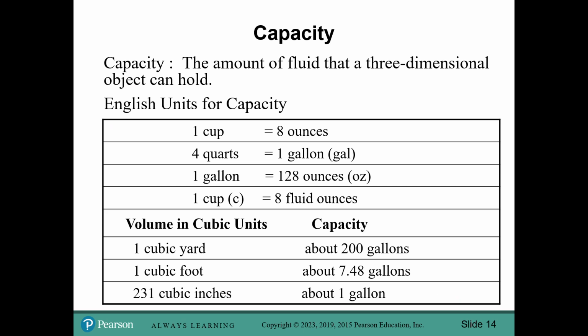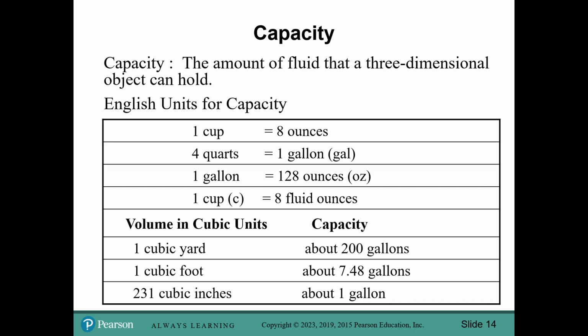Okay. Now, this links us to capacity. Capacity is the amount of fluid a 3-dimensional object can hold. Our English units for capacity are cups, ounces, quarts, and gallons, and we have the conversions for these here. So 1 cup is 8 ounces. 4 quarts is 1 gallon. 1 gallon is 128 ounces. 1 cup is 8 fluid ounces.